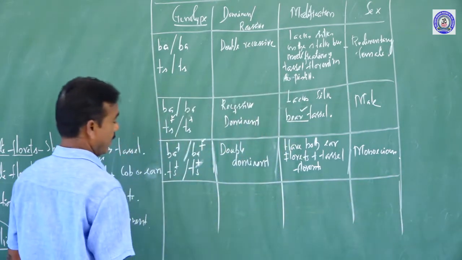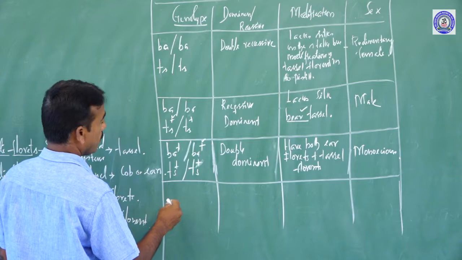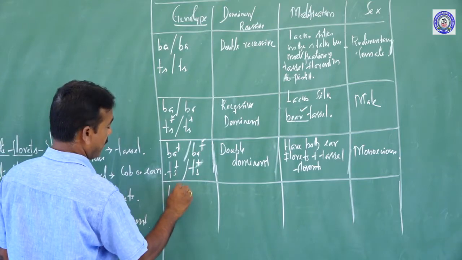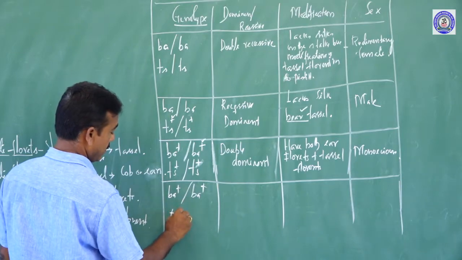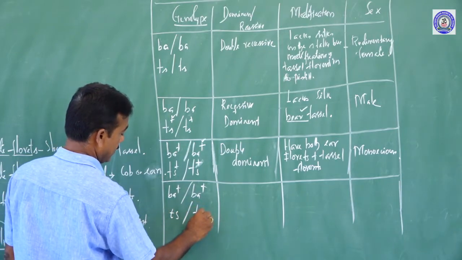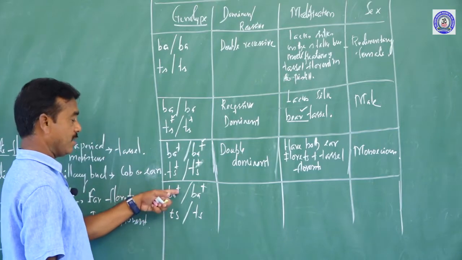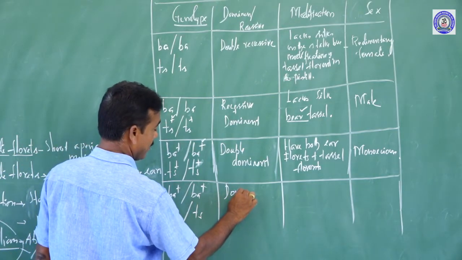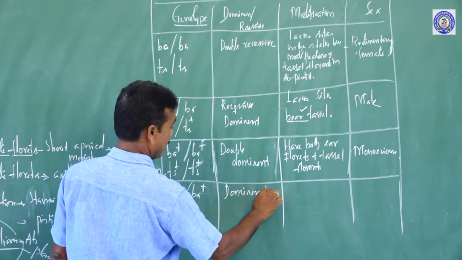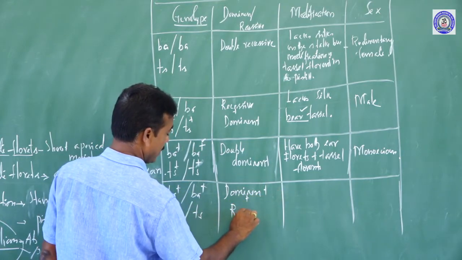The last one to say, BA plus, TS and TS. So, what condition is commonly called as? Here, the positives that appear are called dominant and recessiveness.